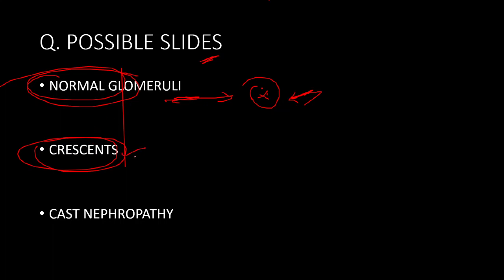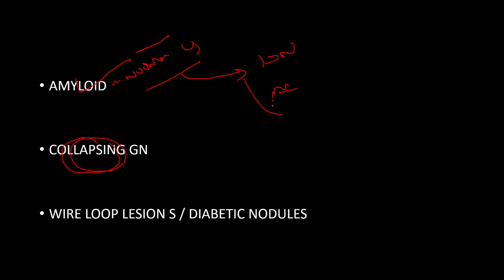There is a high chance you will get crescentic GN or cast nephropathy, because they will ask you to identify eosinophilic casts, which are easy things to identify in the slide. Amyloidosis, collapsing GN, nodular glomerulosclerosis will be there, because for the three differentials, diabetes, amyloid and MIDD, you should know which stains to use to differentiate. Collapsing GN, diabetic nodules or wire loop lesion, these are all the common spot diagnosis slides the examiner might come up with.